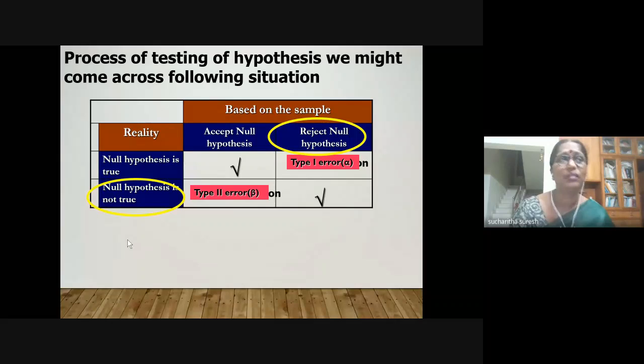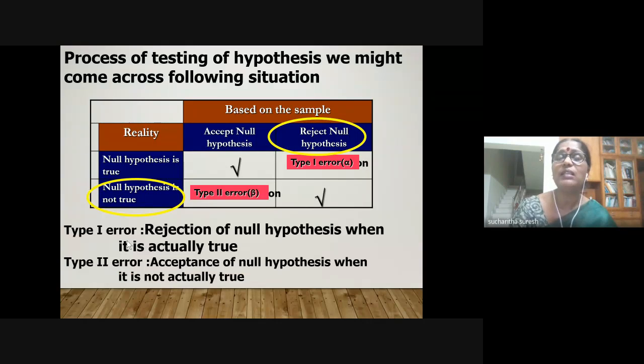You might know about this, but again, what does type 1 error tell? Reject the null hypothesis when it is actually true. What does it say? There is a difference. There is no difference in reality, but you are writing the paper saying that there is a difference. You have not tested anything, but you say there is a difference.